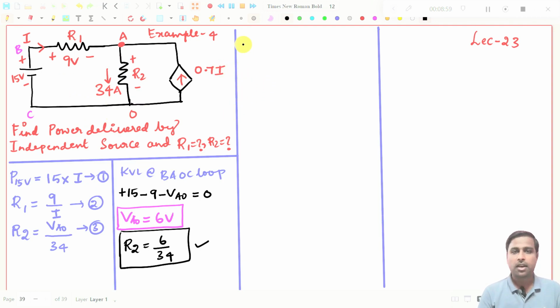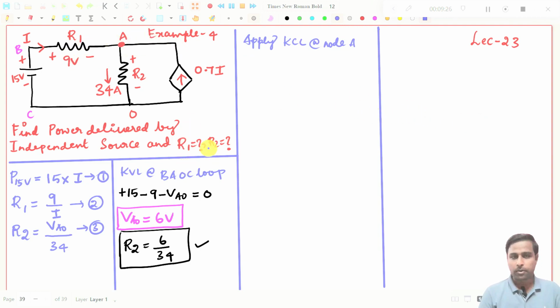See, I will write here: apply KCL, Kirchhoff's current law, at this point, node A. This is a node, right? Three branches are connected, so obviously this is a node. So KCL at node A. A is a node since there are three branches connected.